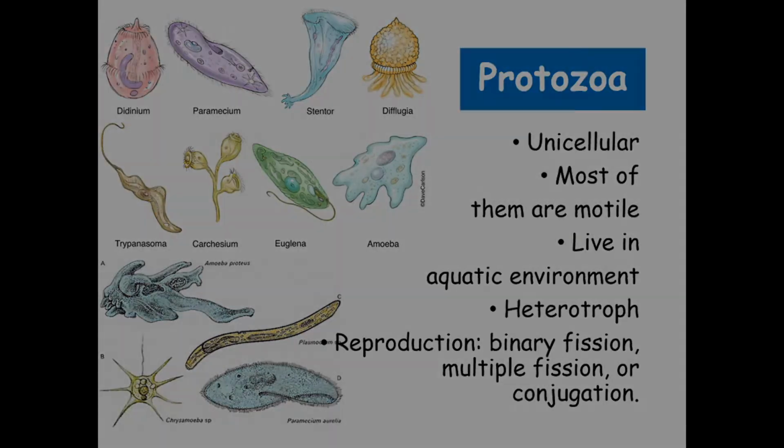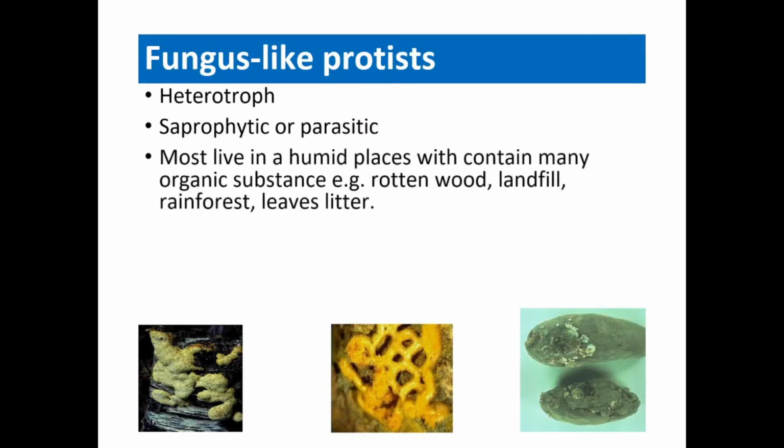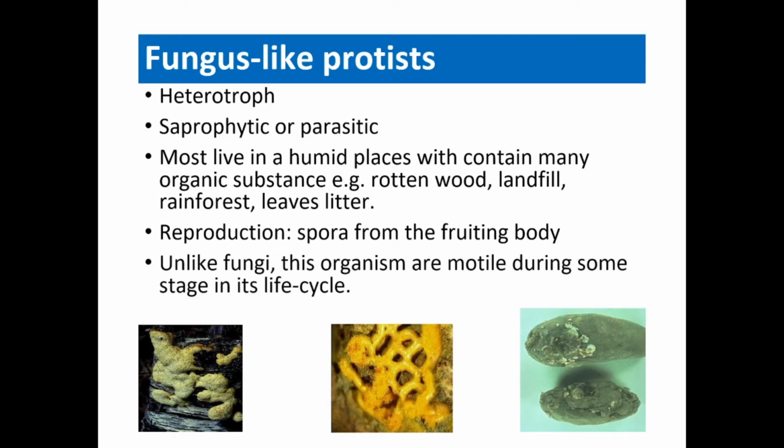The third group is fungus-like protists. They are heterotroph. They are saprophytic or parasitic organisms. Most of them live in humid places which contain many organic substances, for example, rotten wood, landfill, rainforest, and leaf litter. They can reproduce by making spores from the fruiting body. Unlike fungi, these organisms are motile during some stage in their life cycle.